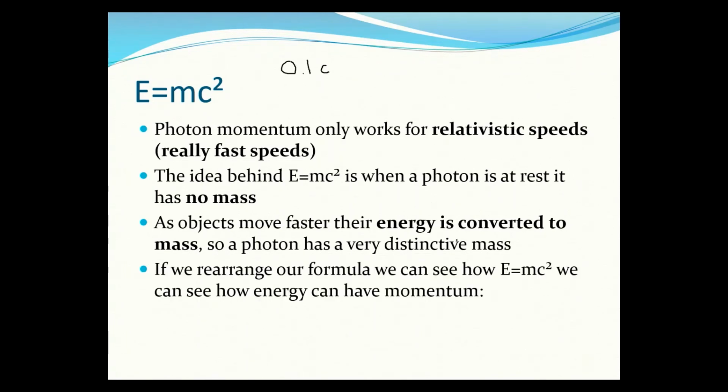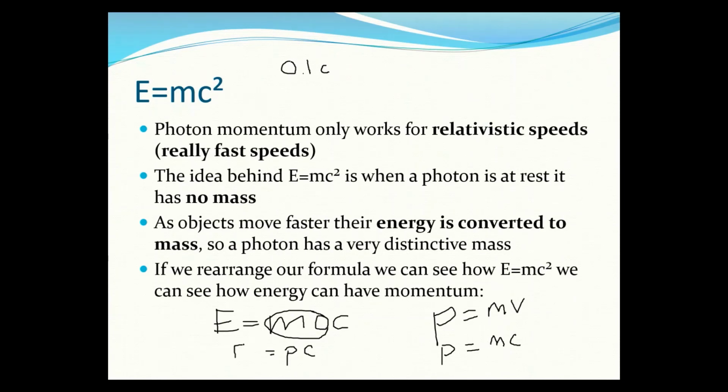And what we can do is rearrange E equals mc squared, and we can see how energy can have momentum, right? So instead of writing E equals mc squared, I'm going to write it as E equals mcc. We also know that momentum equals mass times velocity. And if we're talking about a photon, its speed is always the speed of light, which is c. So mc is equal to momentum. So momentum times the speed of light is equal to our energy, and voila, we have a brand new formula that relates energy and momentum to each other.